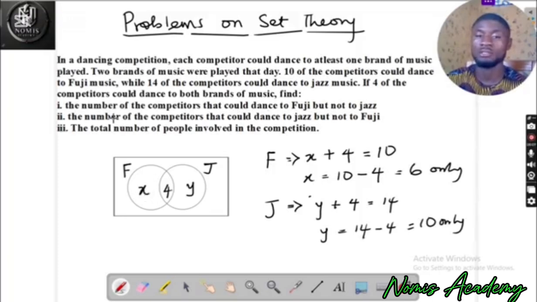That's the value of x. The number of the competitors that could dance to jazz but not to Fuji, that's the value of y, and we've gotten y to be 10 only.